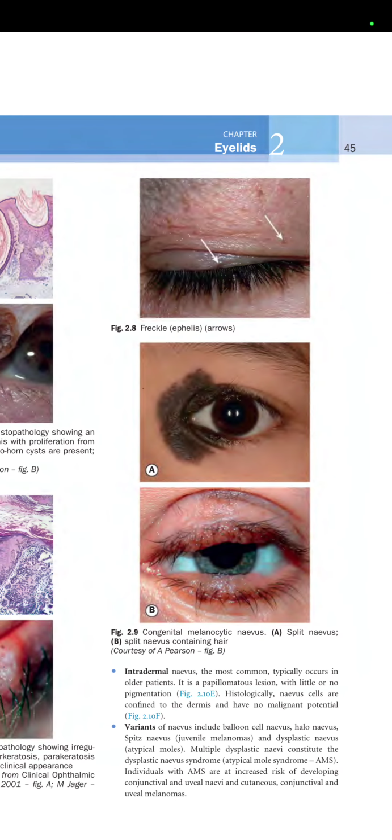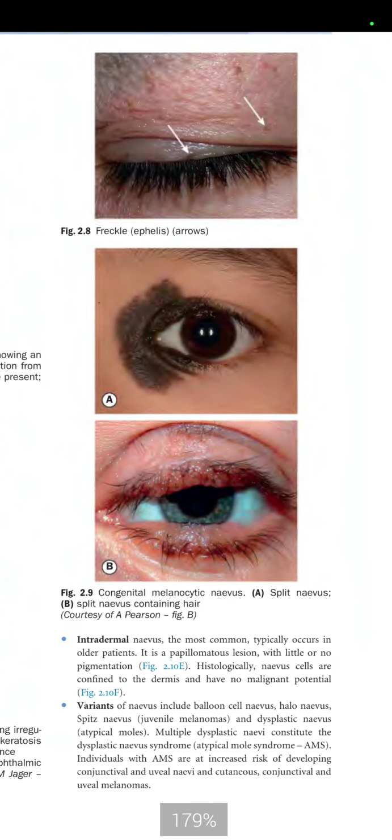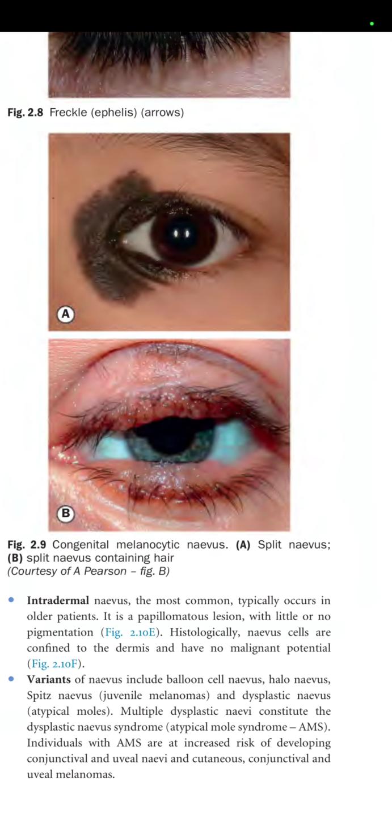Variants of the nevus include balloon cell nevi, halo nevi, Spitz nevi, juvenile melanoma, dysplastic nevi, and atypical nevi. Multiple dysplastic nevi constitute the dysplastic nevi syndrome, or atypical mole syndrome. Individuals with atypical mole syndrome are at risk of developing conjunctival and uveal nevi, and cutaneous, conjunctival and uveal melanoma.